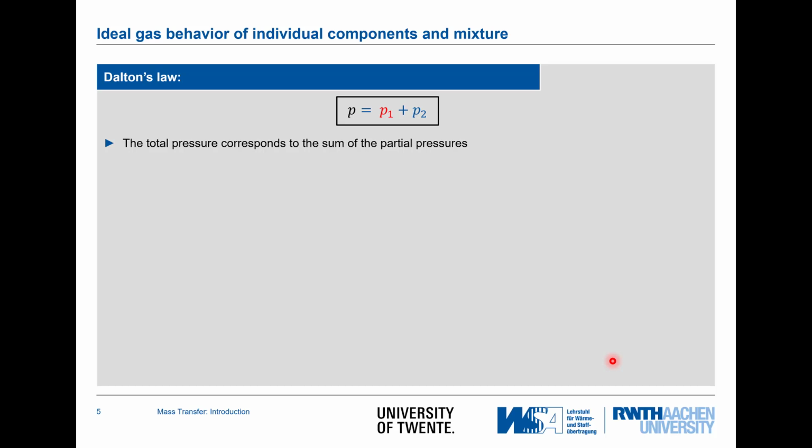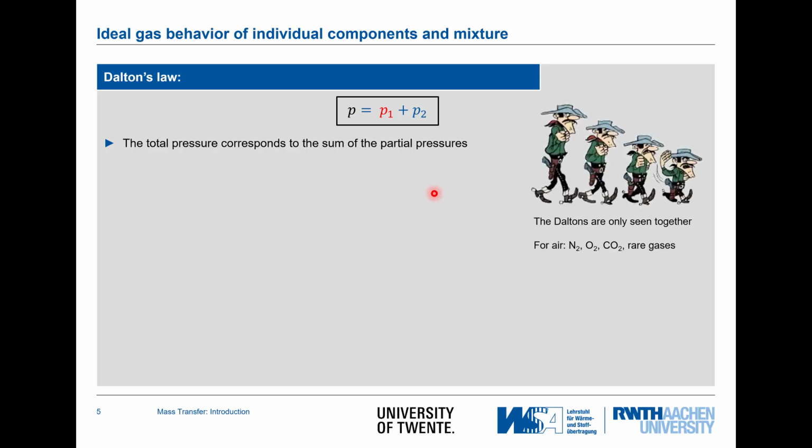For pressure, we have one important law which is called Dalton's law, and that's total pressure is the sum of the partial pressures. And you may use here as a bridge if you don't remember this, but I assume you have seen this in your studies earlier on and you know the relationship. Well, I took here a picture from a Lucky Luke comic. There were 4 brothers called the Daltons that were always seen together.